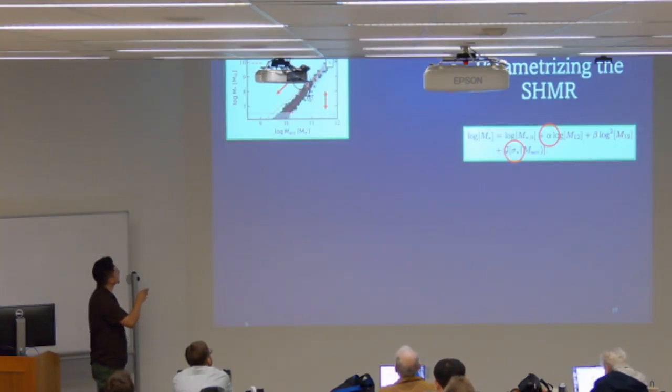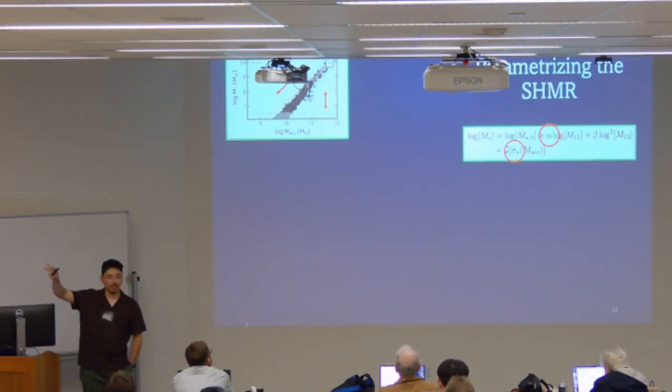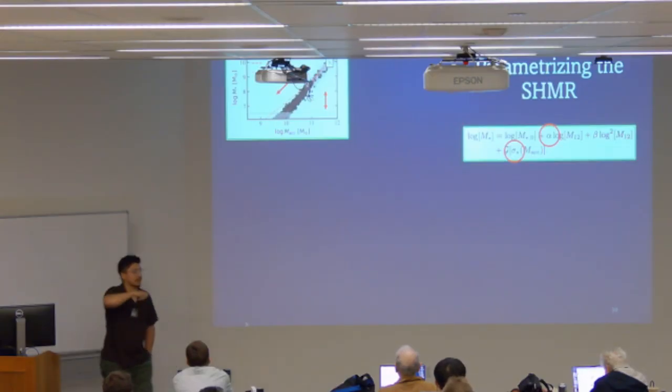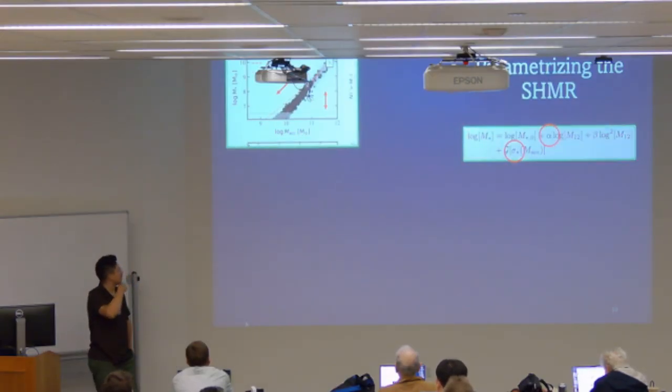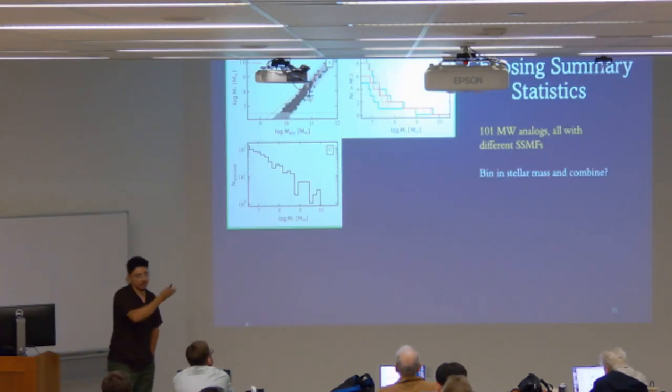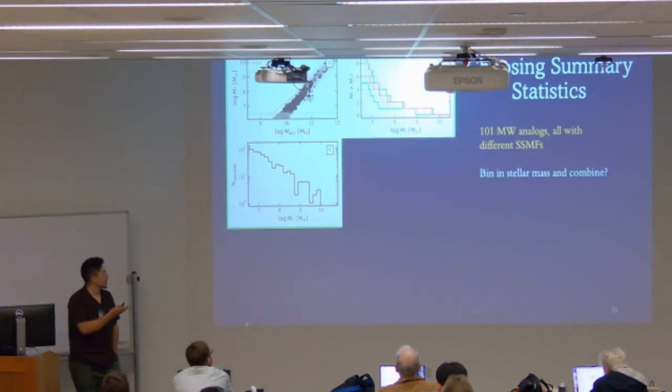and a single realization of a SAGA-like survey from our catalog. So what I've done is I've taken my subhalo mass functions, I've churned them through the stellar halo mass relation, and now I have a SAGA-like survey. But how do we describe this SAGA-like survey? Of course, in the real data, they have 101 Milky Way analogs, all with different satellite stellar mass functions.